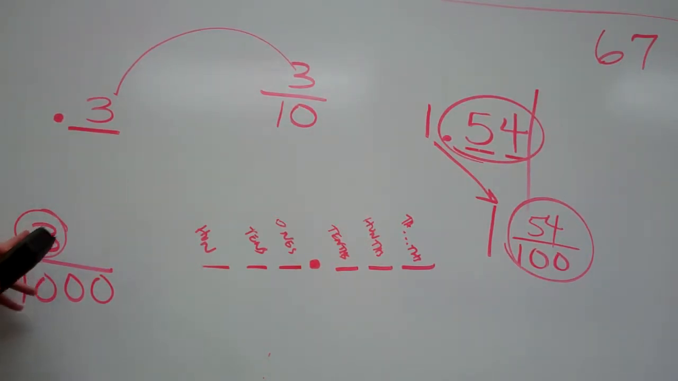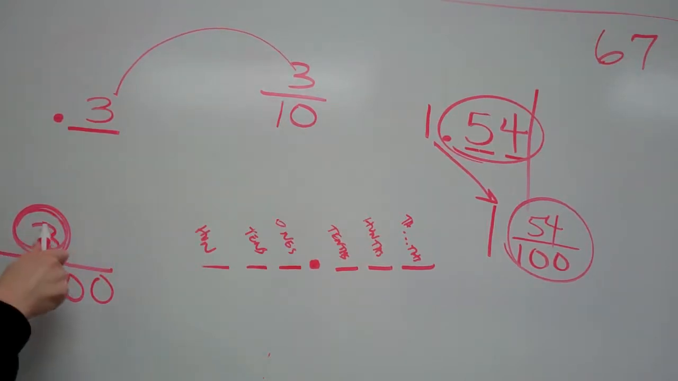3 over 1,000 would be, I would go tenths, hundreds, thousands. There's only one spot for me to put the 3 in. Where do you think I would put it? The last one, in the thousand spot. Because if I put the 3 here, then it's 300 over 1,000, and we don't want that. If I put it here, then that's 30 over 1,000, and we don't want that. We want 3 over 1,000, which is in the thousandth spot. So we would just fill in the rest with zeros.